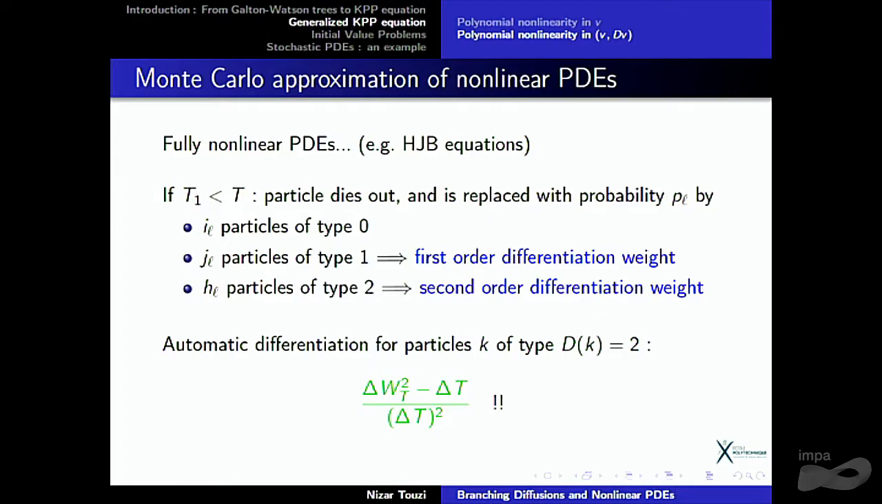The problem is, if I had a fully nonlinear parabolic PDE, then this Malliavin automatic differentiation or likelihood ratio still works, but then the weight becomes delta w squared minus delta t divided by delta t squared, and this is already of the order of 1 over delta t. So this is still open. We don't know how to prove the convergence with this one, because now the singularity is wider.